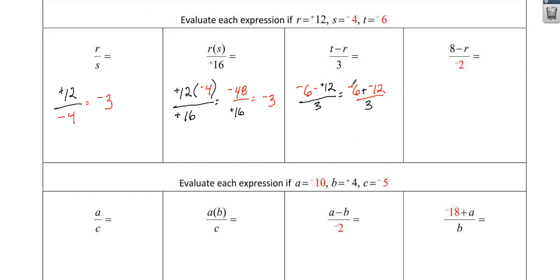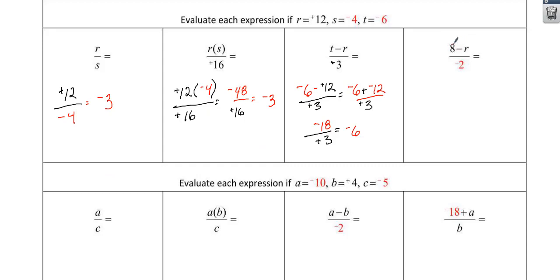All right, -6 plus -12 is -18. This is a positive 3. I didn't put that on there originally, but we know that that's a positive if you don't see a sign. So we're dividing that by positive 3. The signs are different, so the answer is going to be -18 divided by 3 is 6.